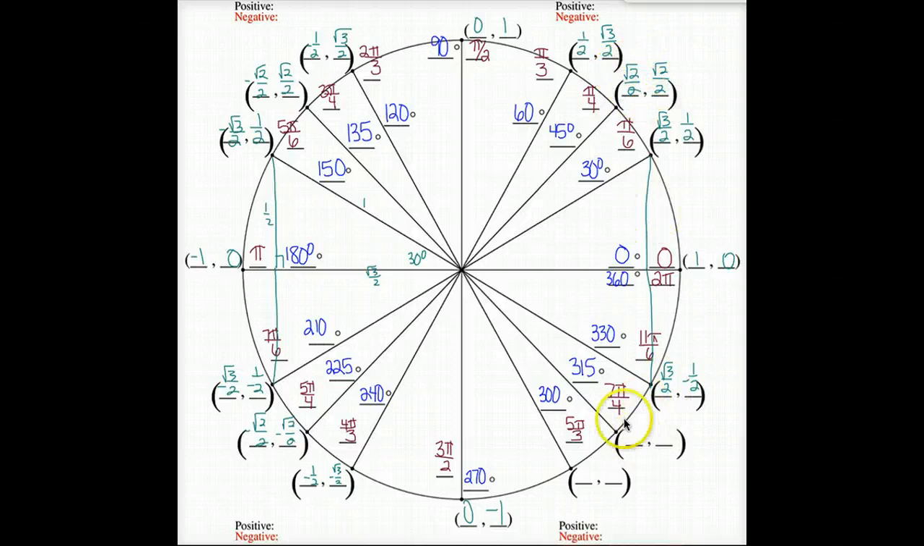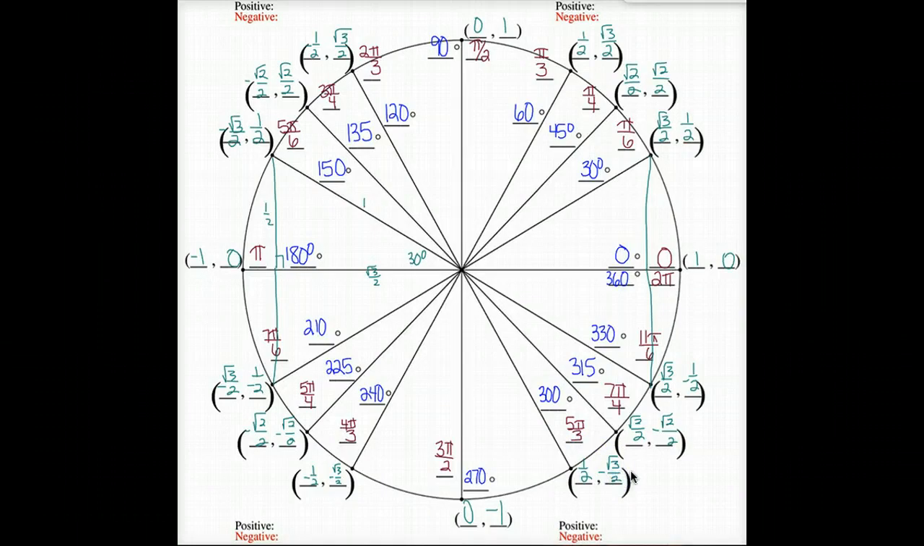This one should go here. So radical 2 over 2, negative radical 2 over 2. Down here, 3 denominator, 3 denominator. So 1/2, negative radical 3 over 2.